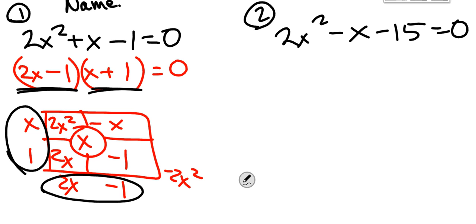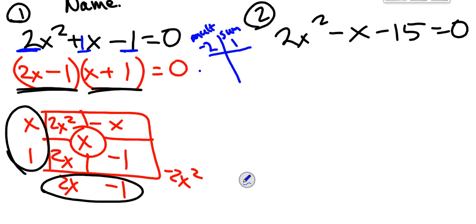And I can show you a third way. Sometimes if we're thinking about things that multiply to be the last term and add to be the middle term, another method that can be used is if you have a coefficient out in front here and this, you can multiply those, and 2 times -1 is -2. You need something that multiplies to be negative 2 and has a sum of positive 1 as that middle term.